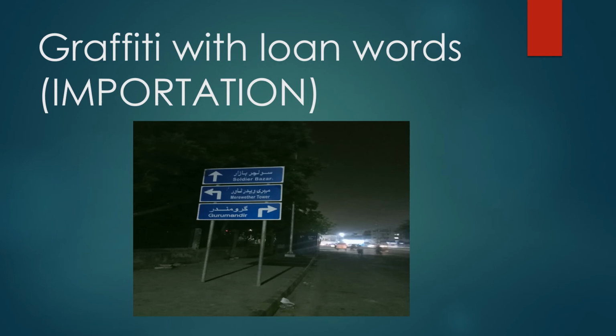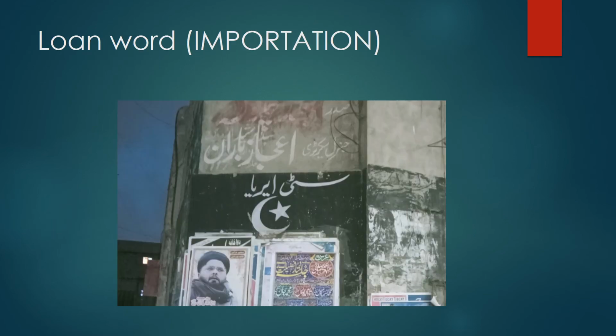On this signpost, we have Soldier Bazaar. Soldier is an English word, and it is adapted over here again. Meriwether Tower is again it seems to be English. Tower is an English word, and when it is written in Urdu, it has been adapted. City area. It says in Urdu city area. City area is basically a very common word in Urdu, which is again an example of loan word and importation.